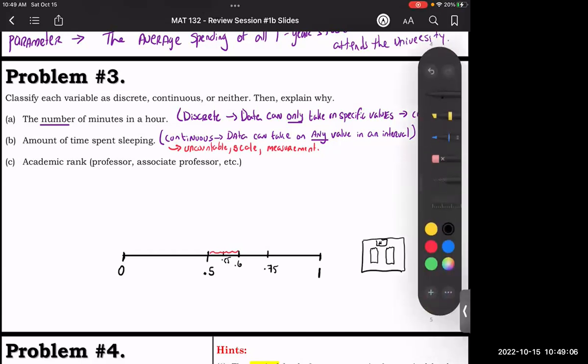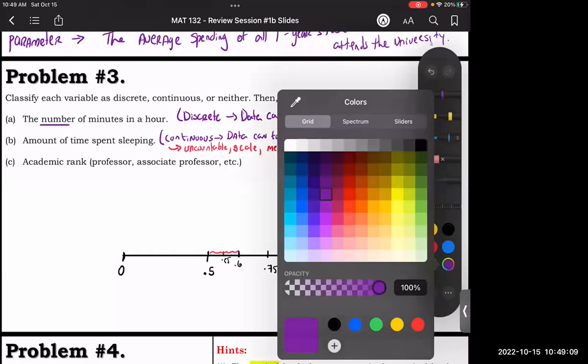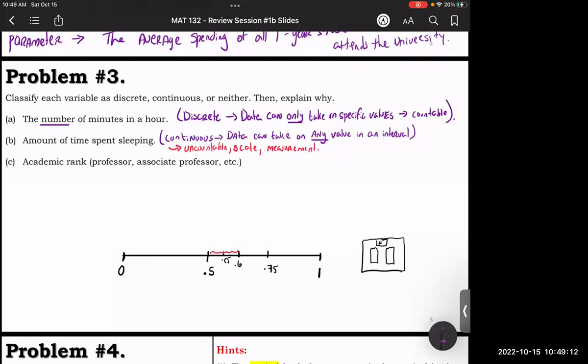All right. And part C states, we have academic rank: professor, associate professor, etc. Is it discrete or continuous? Discrete. Neither. It's neither. If it had the number of academic professors, right? So for academic rank, I'm just going to write that the result here is going to be neither, because what we're dealing with here is not quantitative data. We're dealing with qualitative data.